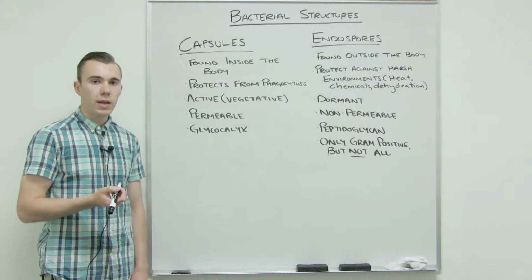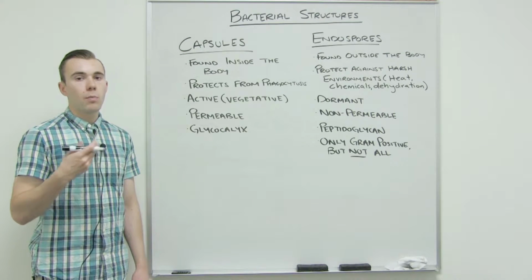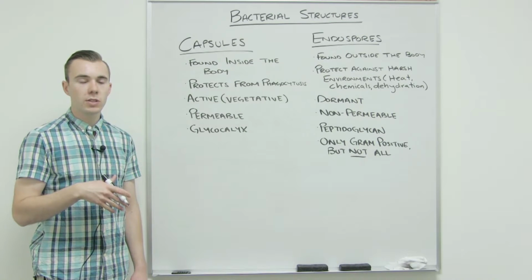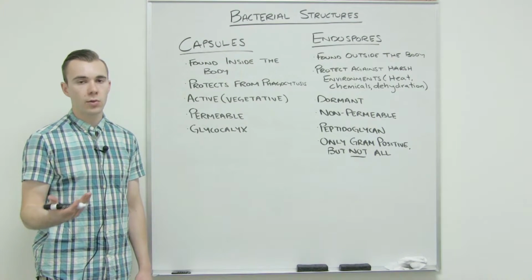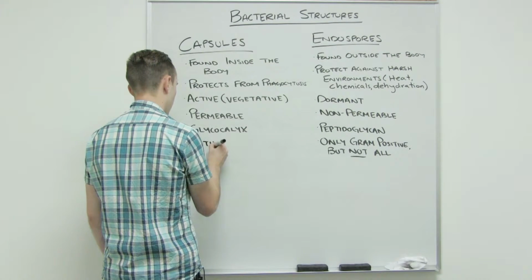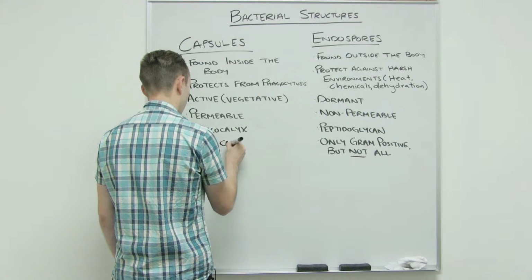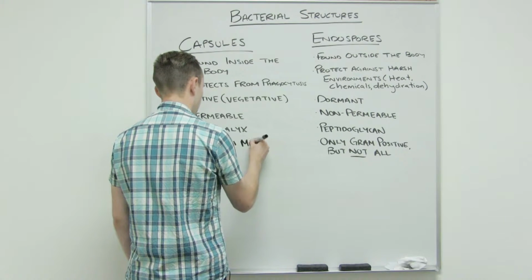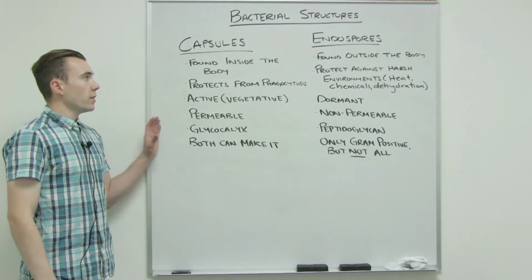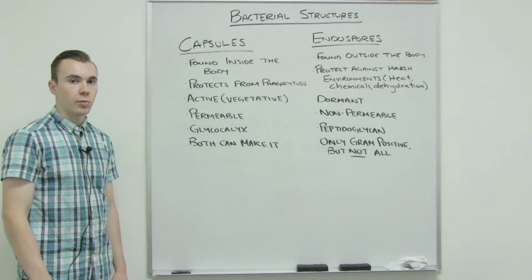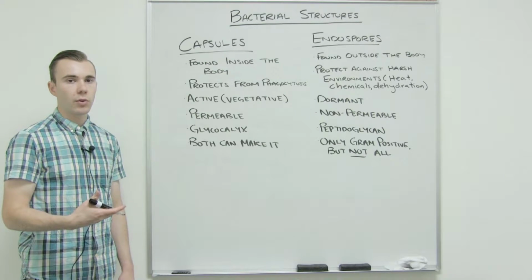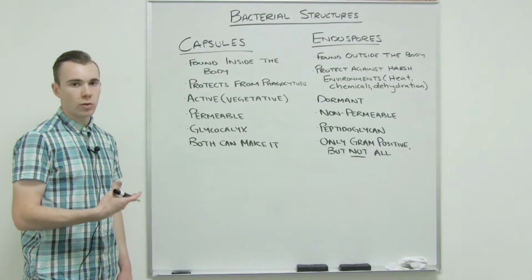On the other hand, because glycocalyx is just a sugary substance, both gram-positive and gram-negative are able to create the sugar and secrete it. So there are some species that have it that are gram-negative and others that are gram-positive. So these are the comparisons and contrasts between capsules and endospores. Although they both have the generalized function of protection, if you dig down further, you're going to see that there is a lot more to it.